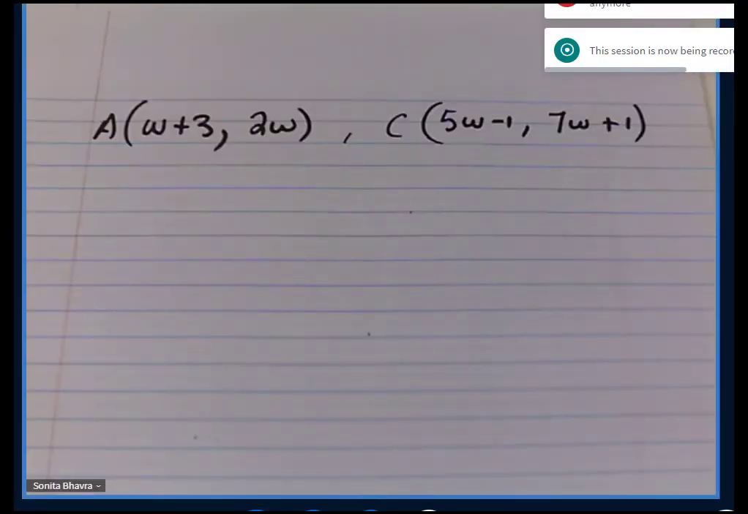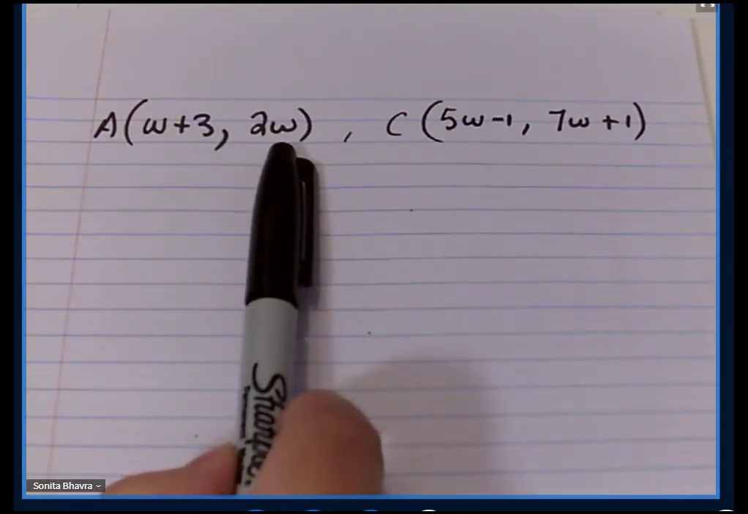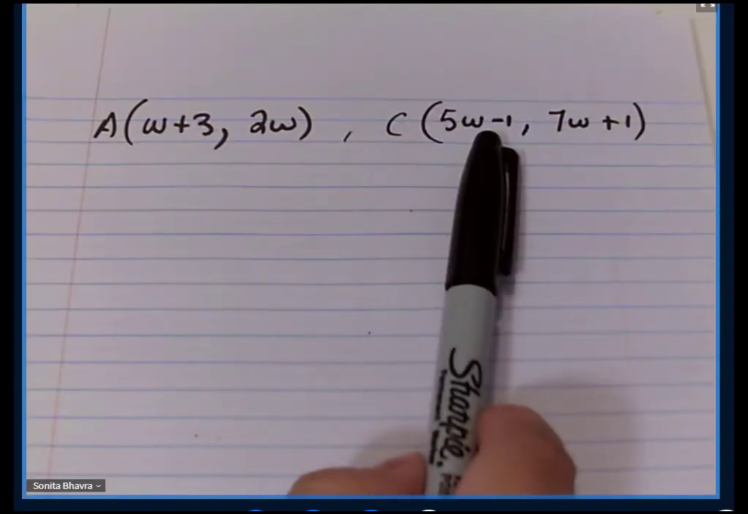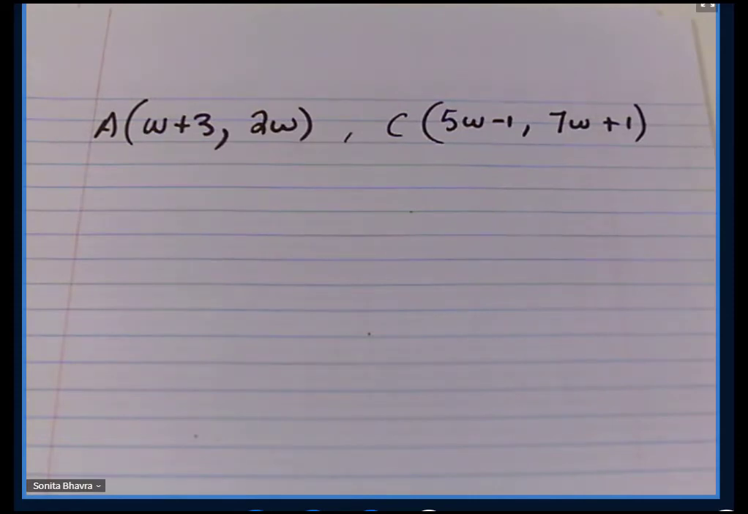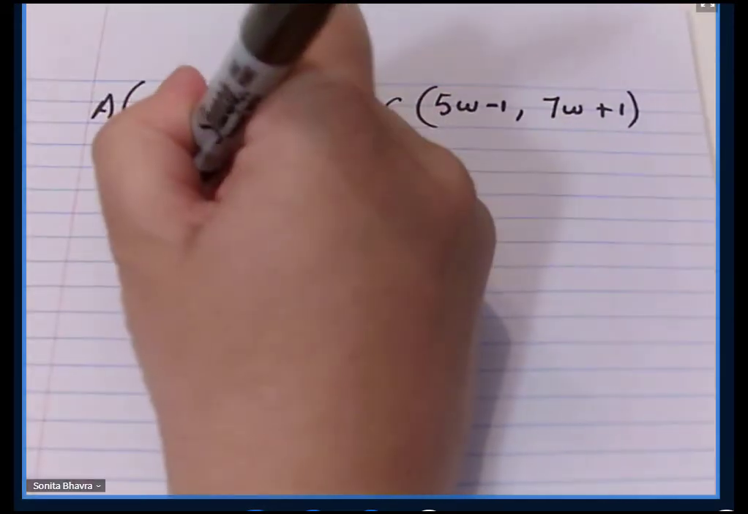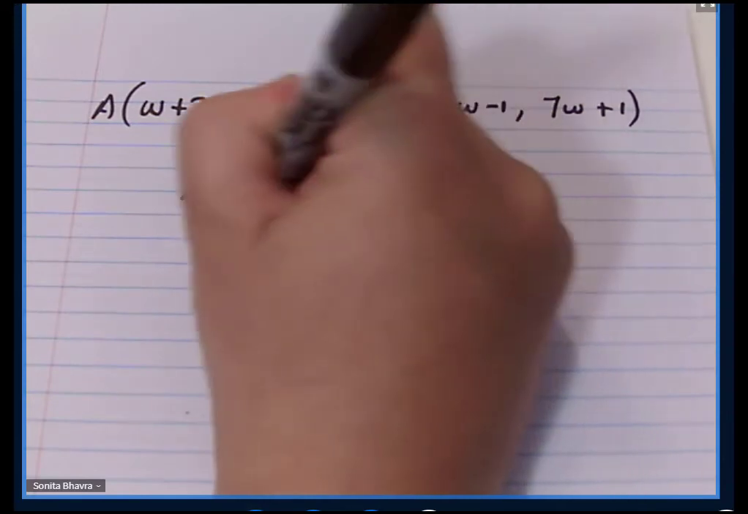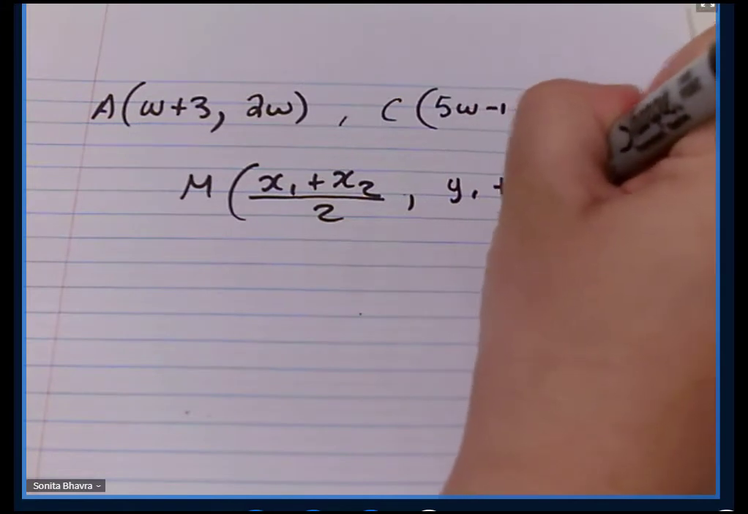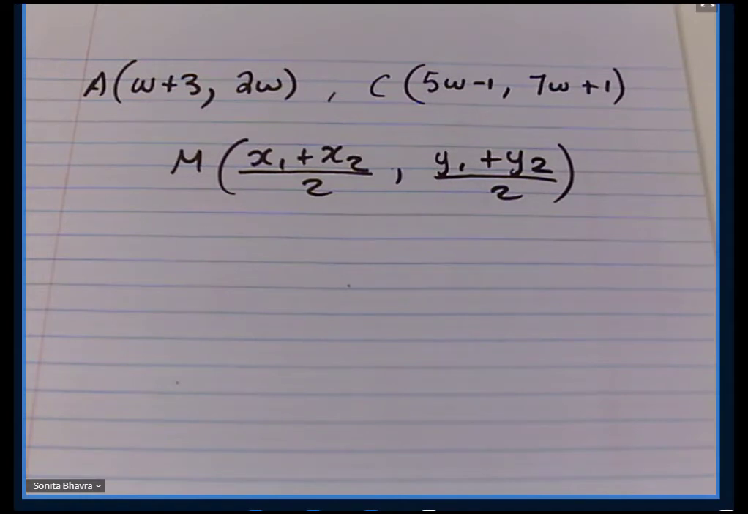All right, so we have here point A, our x is w plus 3, the y is 2w. At point C, our x value is 5w minus 1, and our y is 7w plus 1. So same formula. I'm just going to rewrite it here. So midpoint, that's x1 plus x2 divided by 2, and then y1 plus y2 divided by 2. So just rewriting that so we have it there for reference.